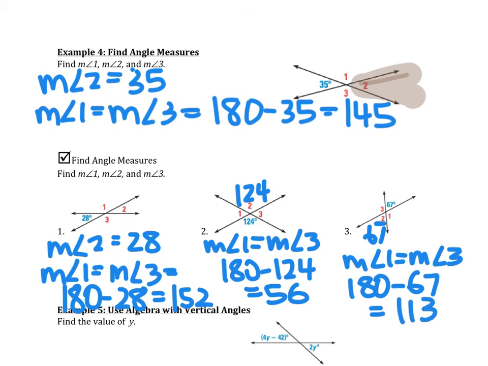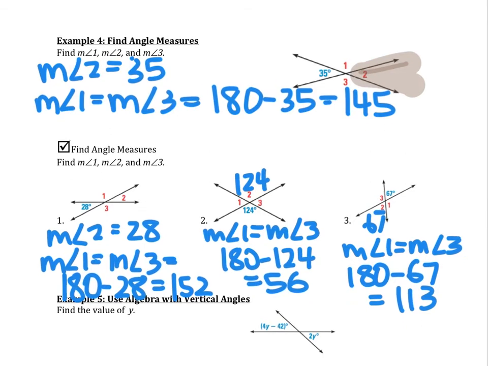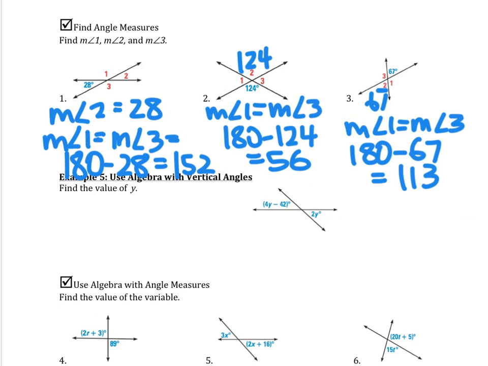Check your answers. The first one should be easiest: to find the vertical angle, whatever angle is across from the given is the same. And then the other two are the same, and they are supplementary to the given. So you should just be able to take 180 minus the given angle. Make sure you ask in class if you have any questions about that.